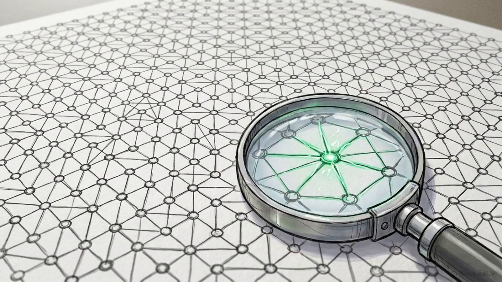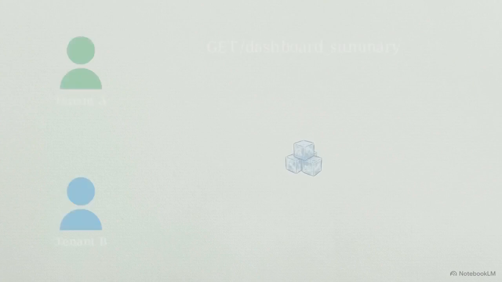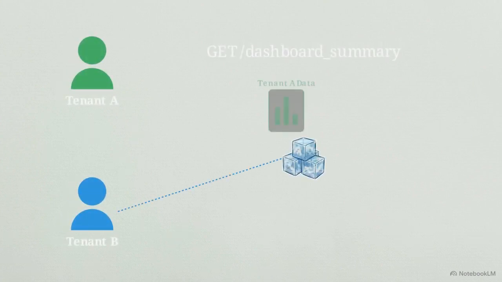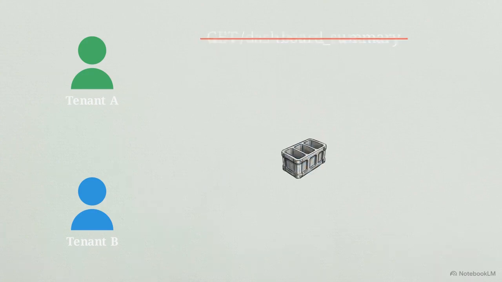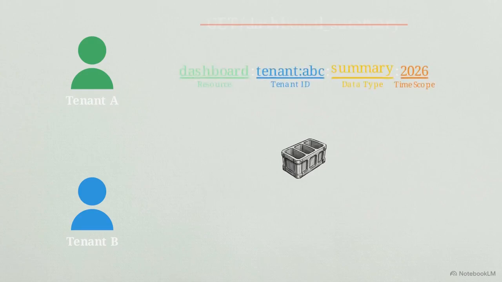To safely locate this dynamic state across millions of requests, we rely on key determinism, a strict mathematical rule for indexing data in a shared environment. If we use a generic cache key, the cache cannot distinguish the user. Tenant B requests a dashboard and receives tenant A's highly sensitive financial data. We fix this by replacing the generic label with an explicitly scoped string, dashboard:tenant:ABC:summary:2026.